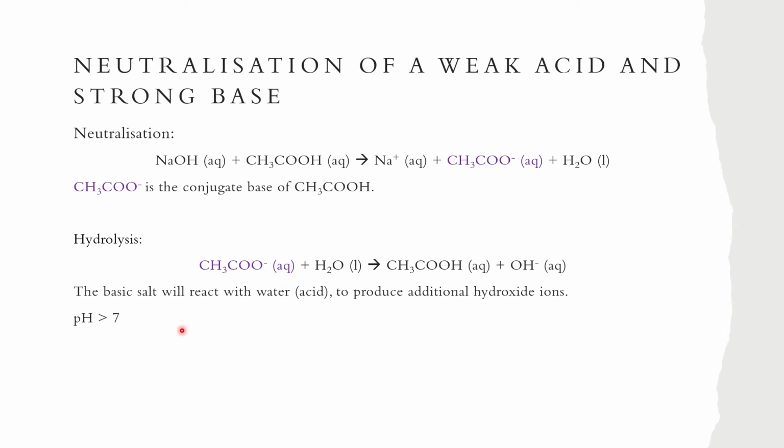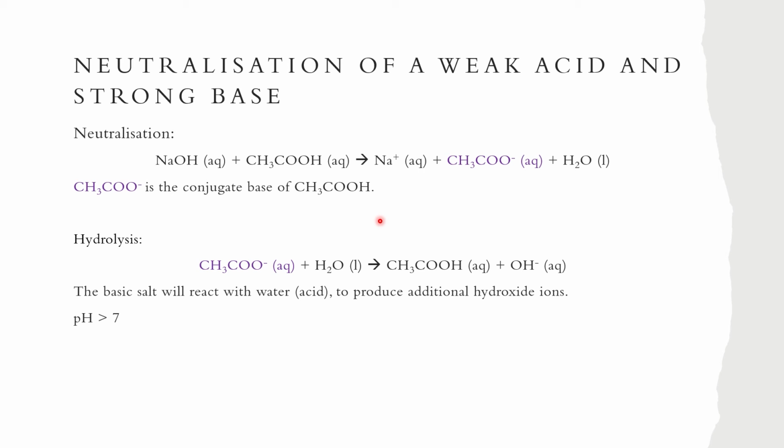On the flip side, if we do neutralization between a weak acid and a strong base, in this example the base being sodium hydroxide, the weak acid in this example being vinegar or ethanoic acid. In this reaction, we end up producing sodium acetate. This is an acetate ion, CH3COO-. It's the conjugate base of the ethanoic acid. We also have water forming as an extra product as well.